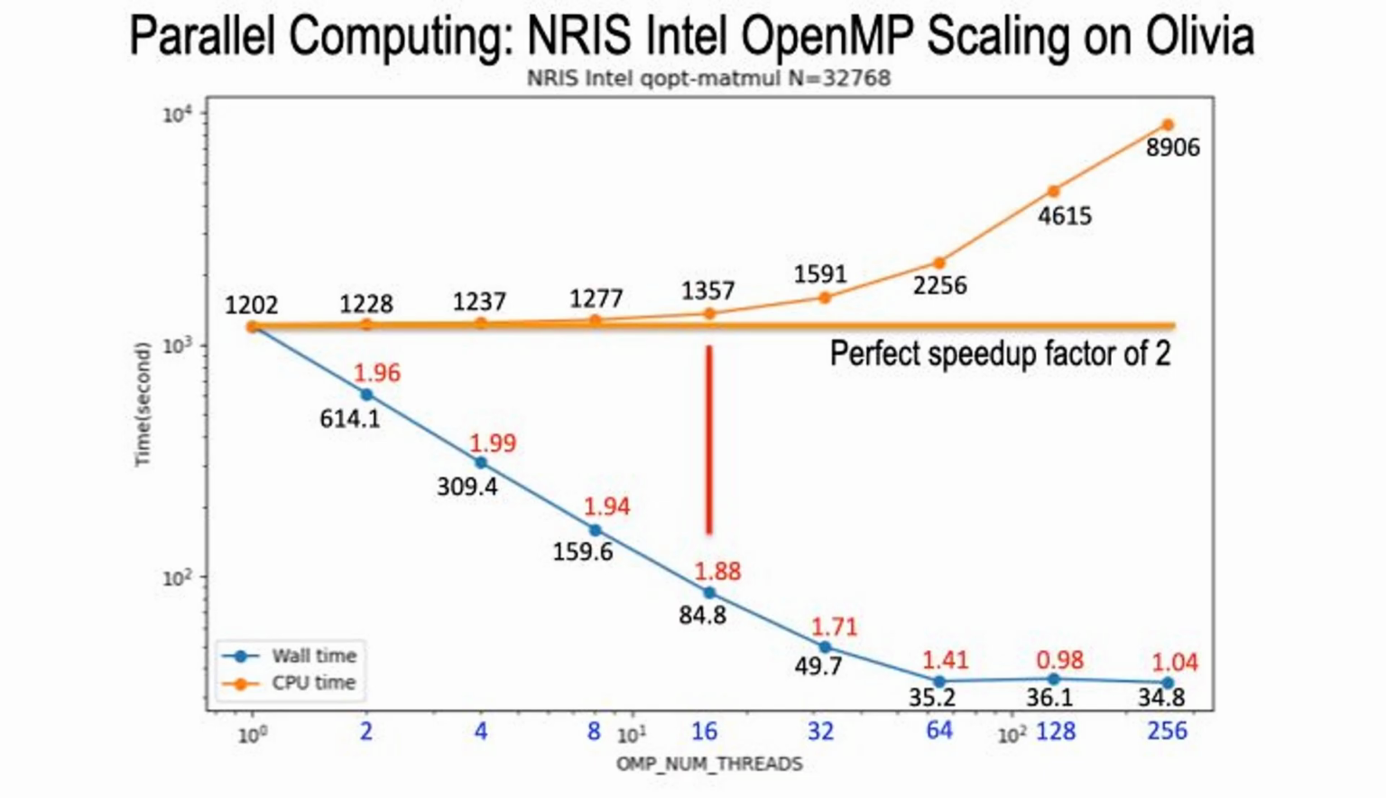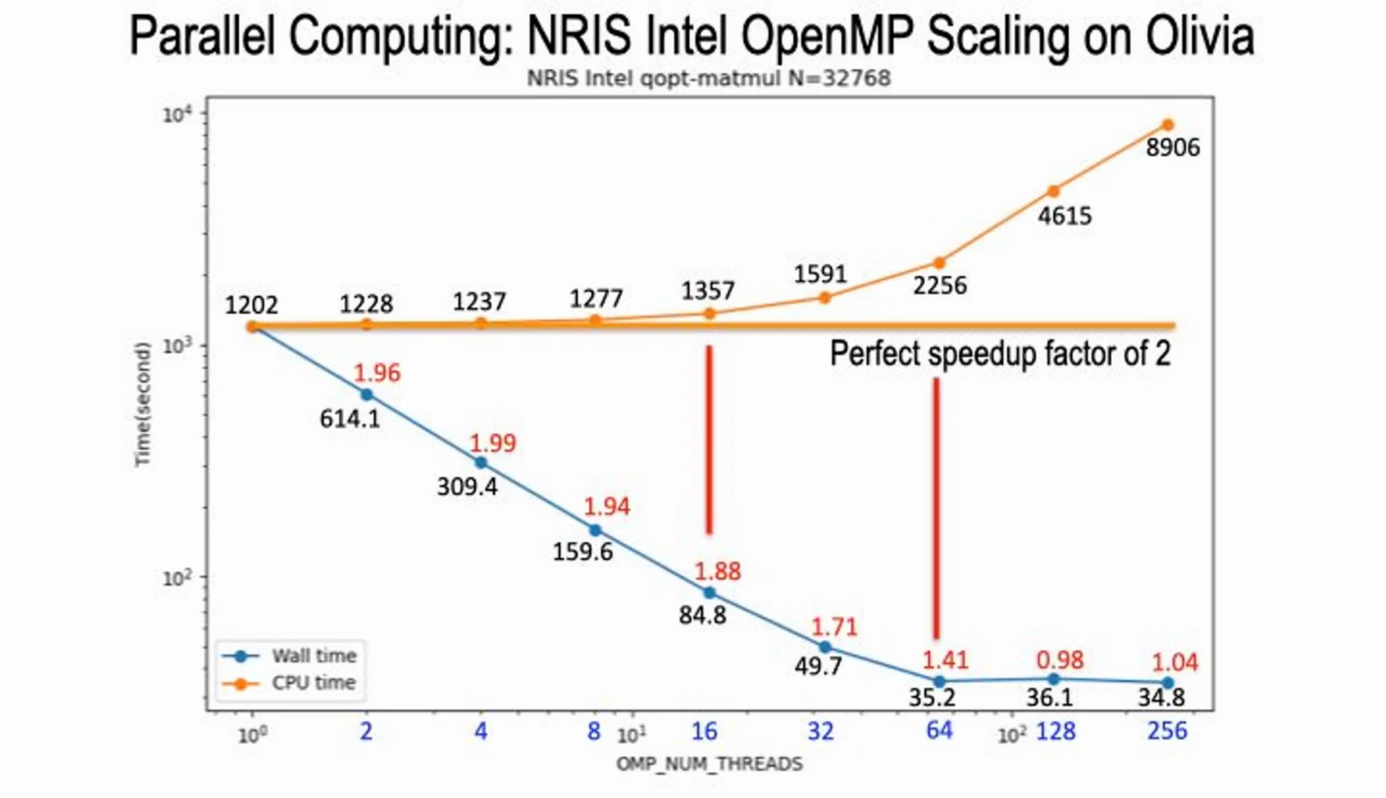We observe a near-perfect speedup up to 16 cores. The scaling analysis shows that a computation taking about 1,202 seconds on a single core is reduced to approximately 84.8 seconds on 16 cores, achieving a speedup of around 14.2. In an ideal scenario with perfect speedup, this would have been 16.